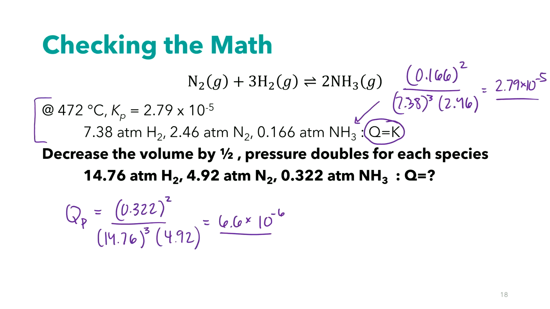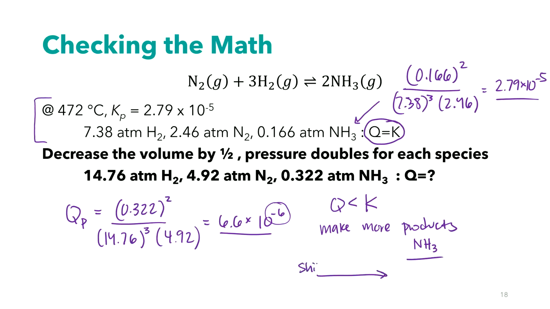Yes? Okay. So now you say Q, that is a smaller number, so Q is less than K at these new conditions. The system doesn't like that. The system wants Q to be K. It'll spontaneously do that on its own. So at this new pressure, at this new volume, I don't have enough NH3. So by doing this, I am going to make more products. Okay, when I make this adjustment, I will have more NH3.